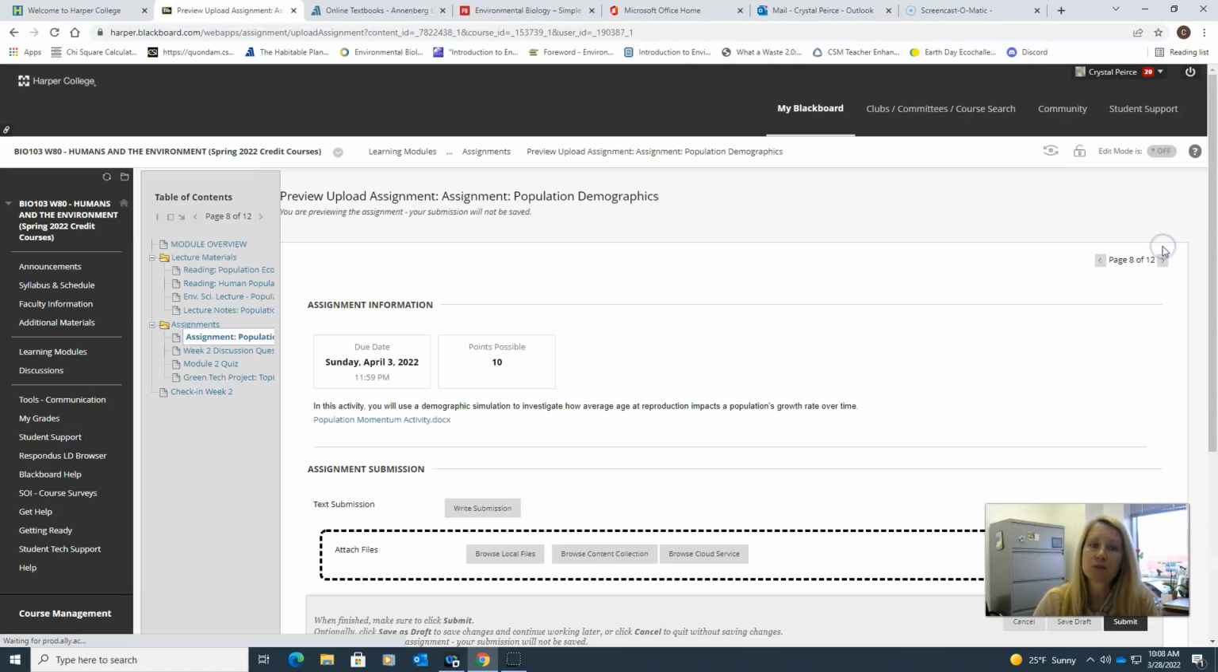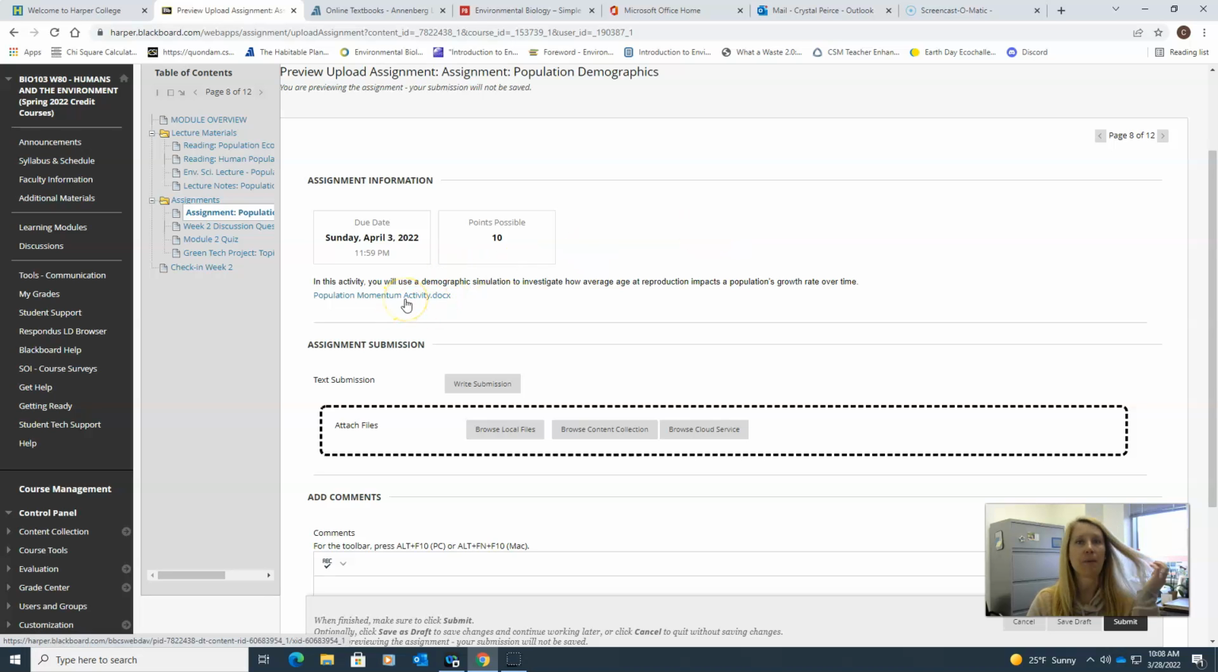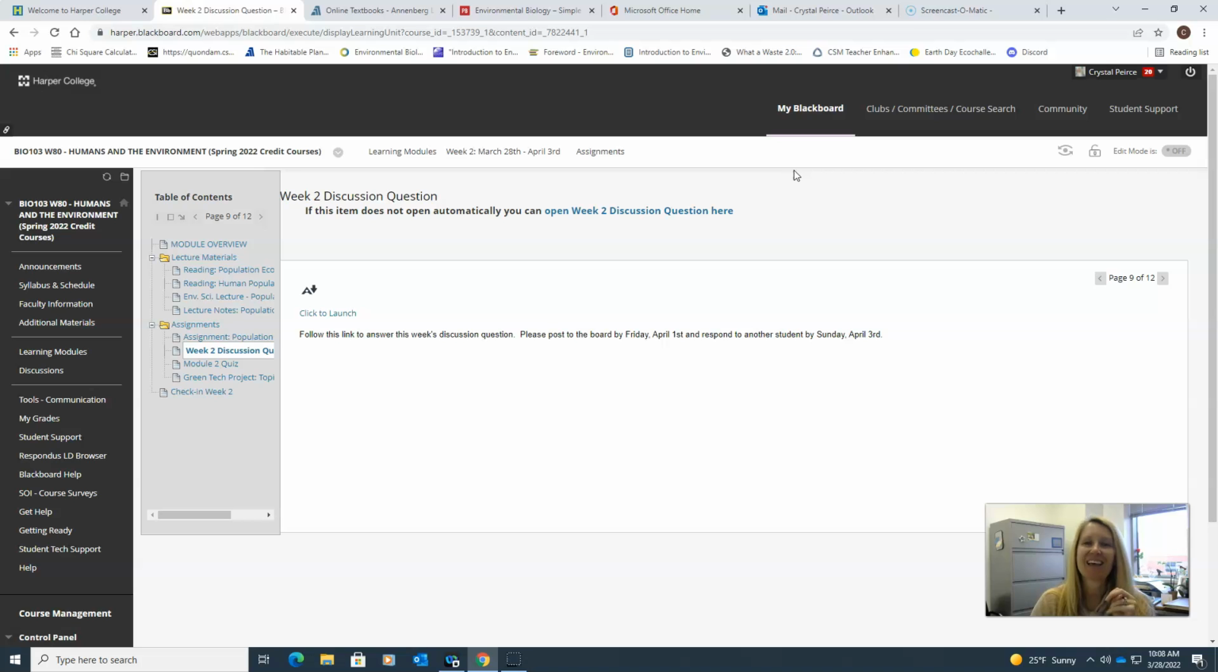For assignments this week, we have a few different things. There is a population momentum activity that you're going to complete. This is actually going to look at how different populations in different countries, based on their growth rates, change over time. So there's a population model in there. It's pretty simple, easy to use. The directions are very straightforward. If you have any questions, of course, let me know.